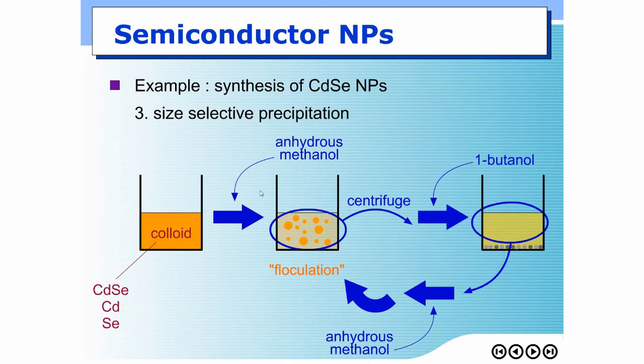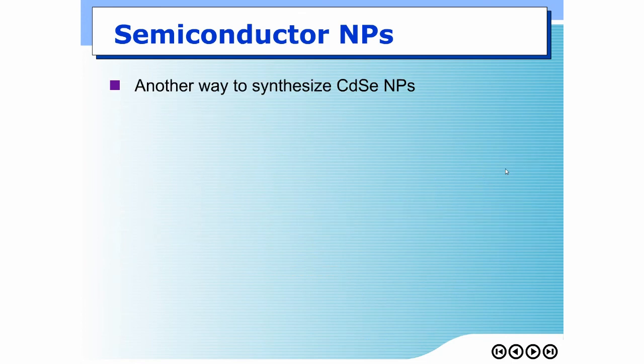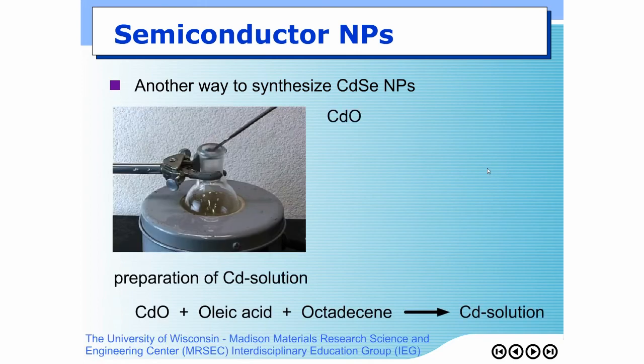So these cycles can be used to remove impurities, based on the fact that the impurities and the products have different solubility in 1-butanol. Another way to synthesize cadmium selenide is shown in this video.